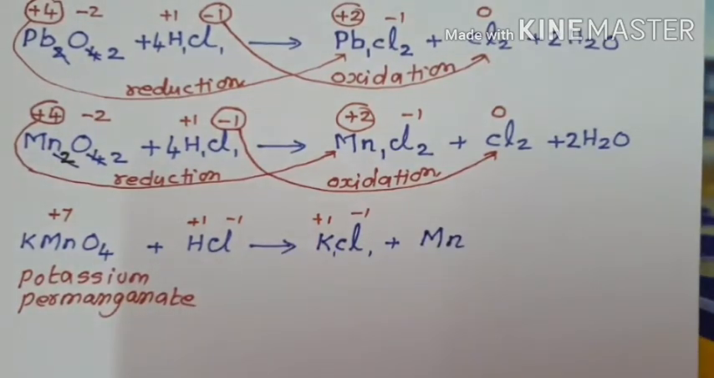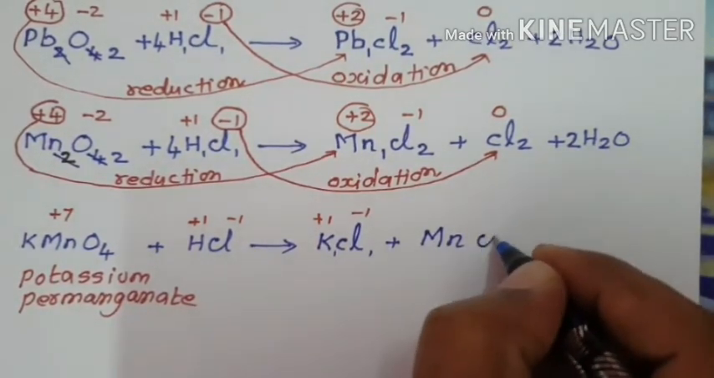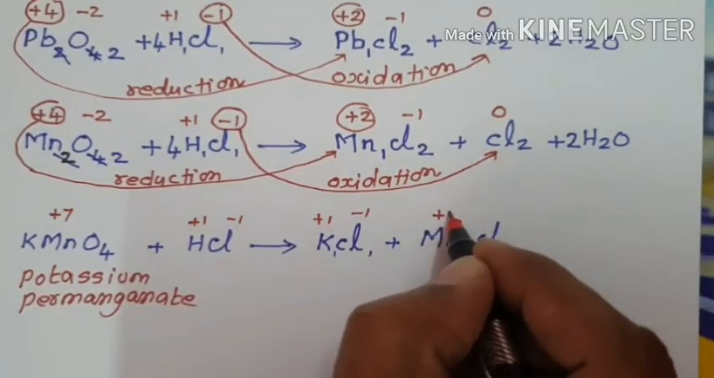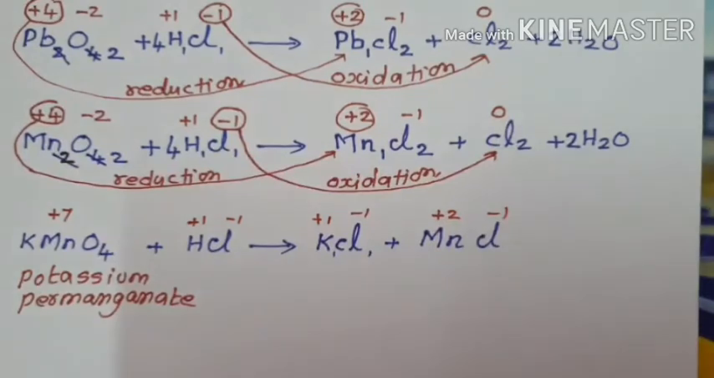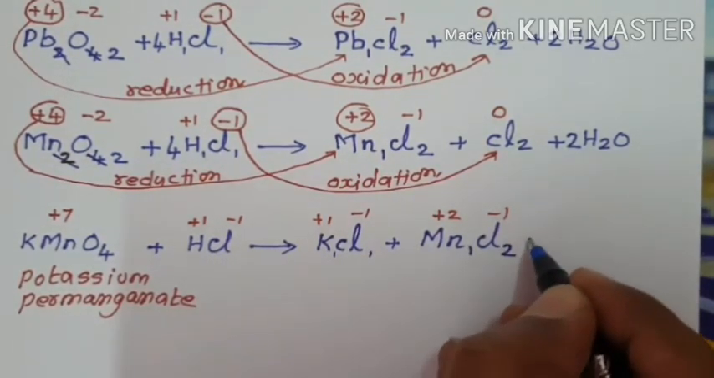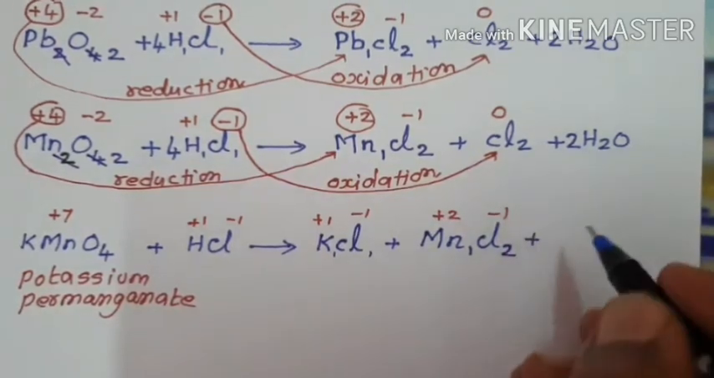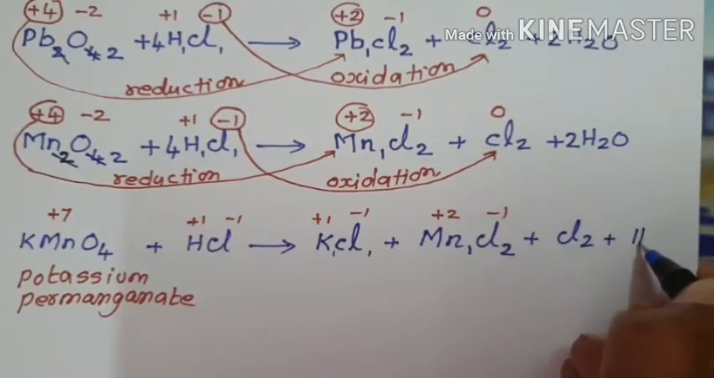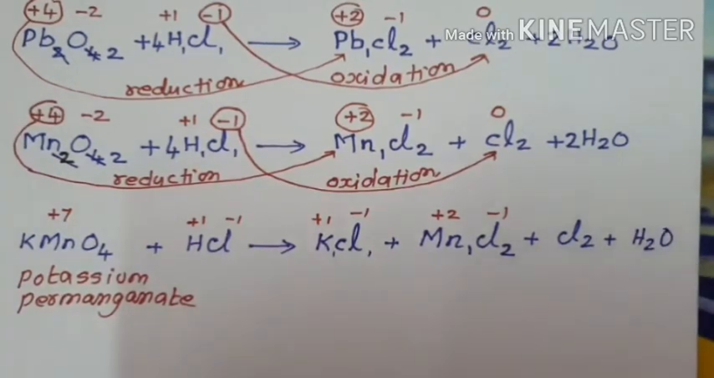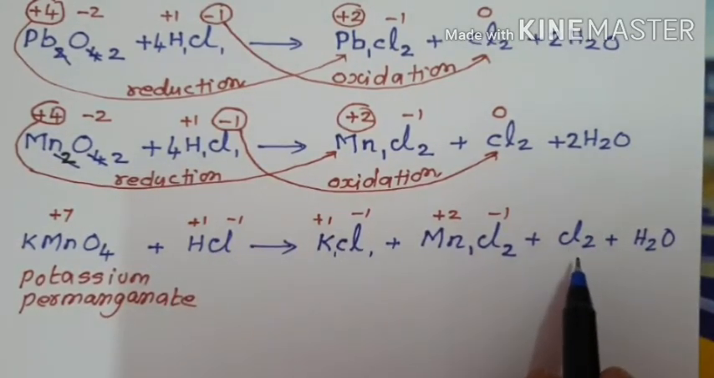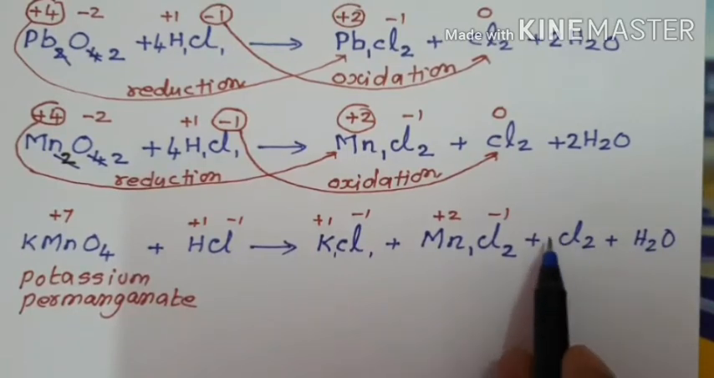In this compound, as in the previous reaction, manganese is in plus 2 oxidation state, chlorine minus 1. When we write in class, MnCl2 plus, as usual, the other products are chlorine and water molecule H2O. How to balance this reaction? Here chlorine is not easy to balance. Chlorine is in the molecular state.